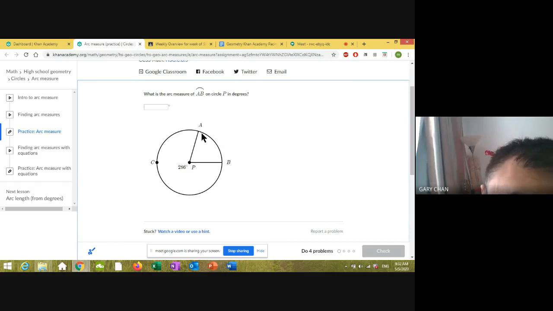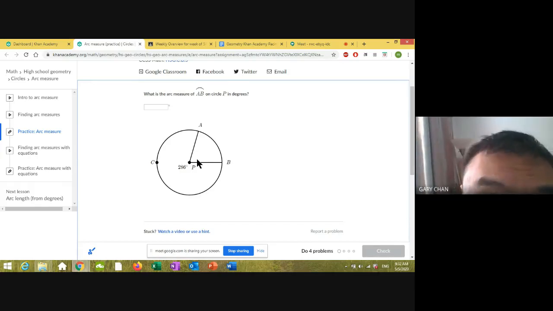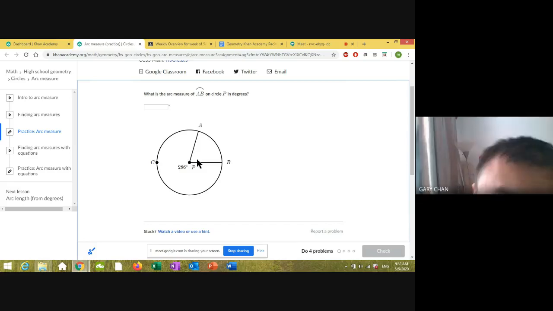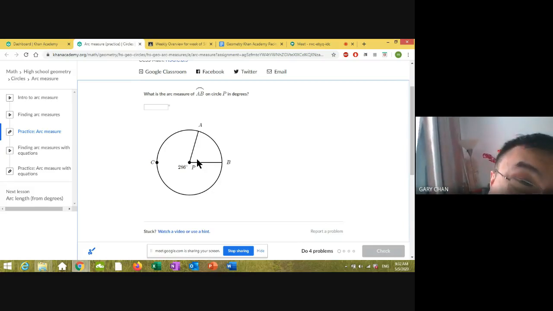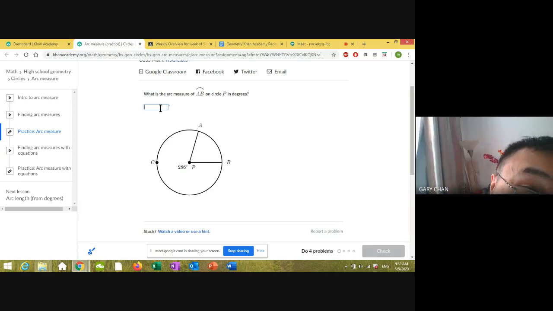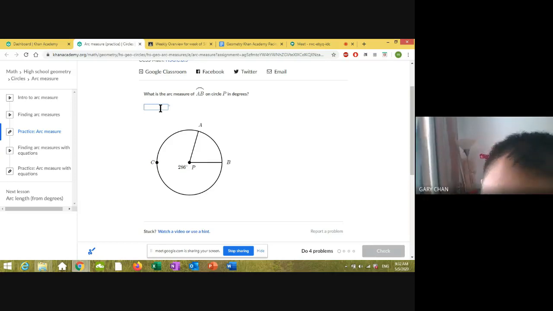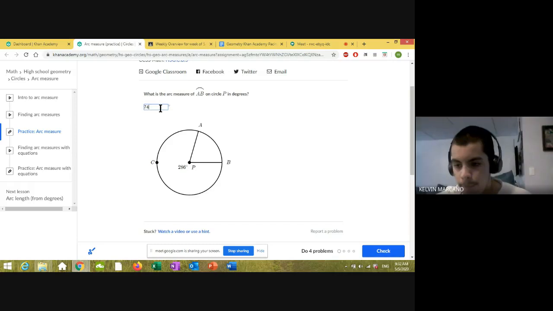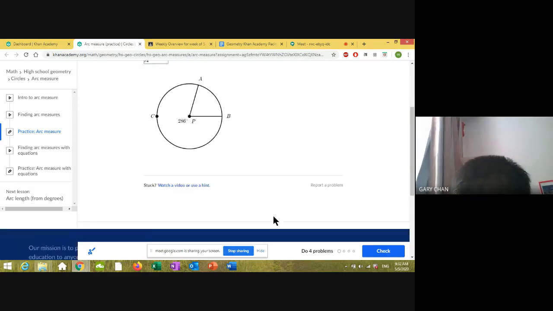So what's the central angle for angle APB? Is it 286 or is it smaller? It's smaller. It's 74 degrees. So what has to be the arc measure for AB, Kelvin? 74. Thank you, guys. Are you clear with that? All right, this arc right here is 74. That's all it is.